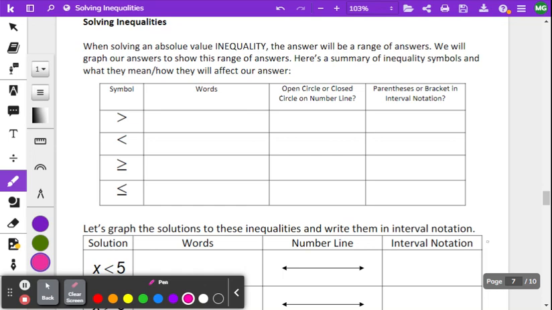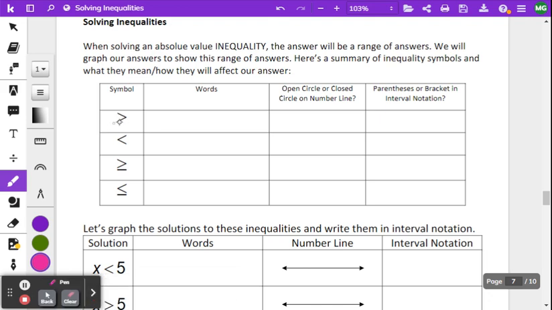What we're going to be working on in this video is how to solve inequalities. So before we actually start solving the inequalities, we want to look at some of the symbols that we'll be using. You're probably familiar with most of these, but I do want to make sure. So the first symbol we have here is the symbol for greater than.